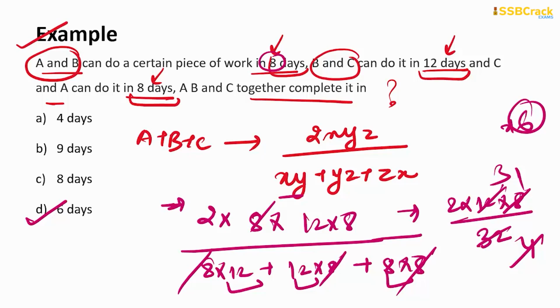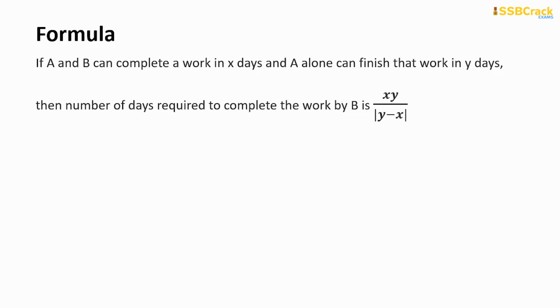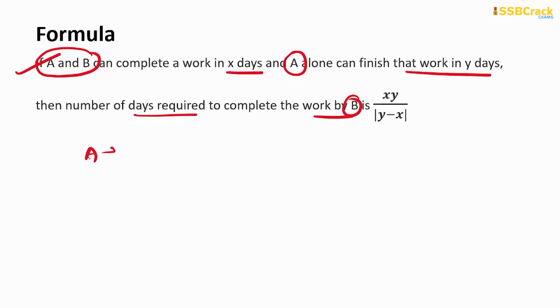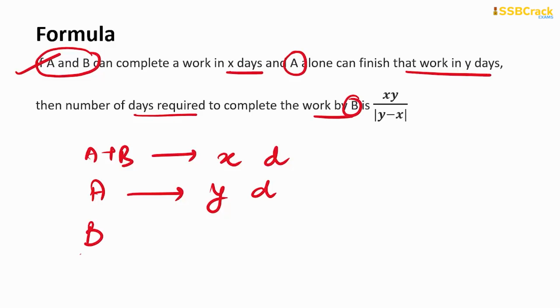Now moving upon to our next formula, and it states that if A and B can complete a work in X days and A alone can complete the same work in Y days, then the number of days required to complete the work by B. So here in this formula we are given the time taken by A and B together to complete the work, and the alone time of A is also given and we are required to find the alone time of B. So here A plus B takes X days to complete a work and A takes Y days to complete the same work, and we are required to find the time taken by B.